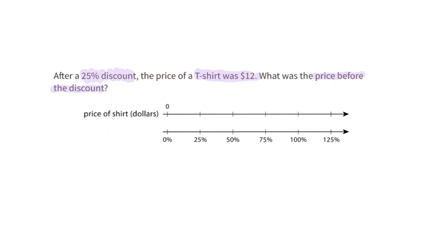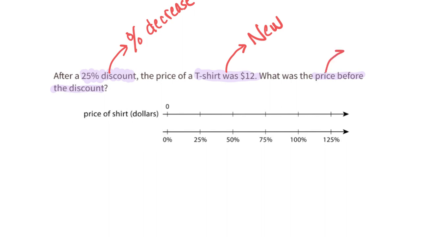Okay, so what we have here is our percent, in this case a decrease, because it is a discount. The price after the discount was $12, so that's our new price. They want us to find the price before the discount. That was the original price. Okay, so let's put those on our double number line.